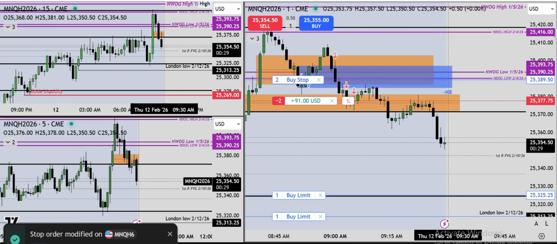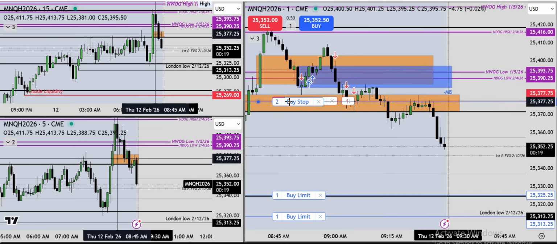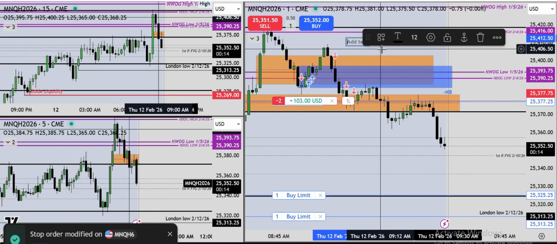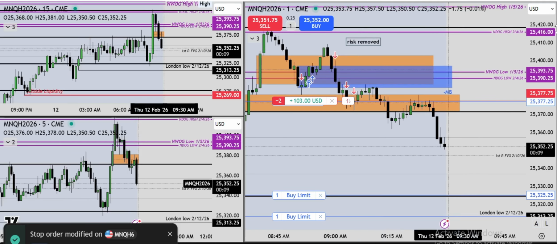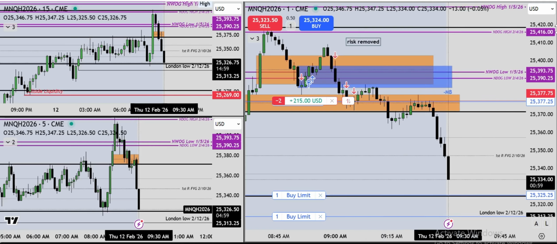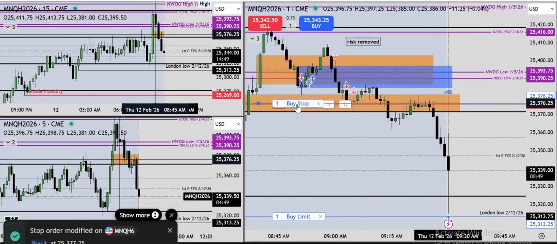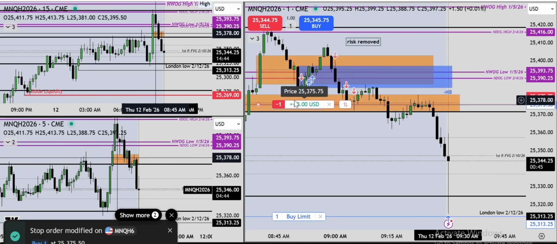Adjust my risk. And at this point I move to break even. I'd rather be risk free at this point, being that we're a minute away from open. I don't want a nasty wick. Partial taken. Adjust my stop.